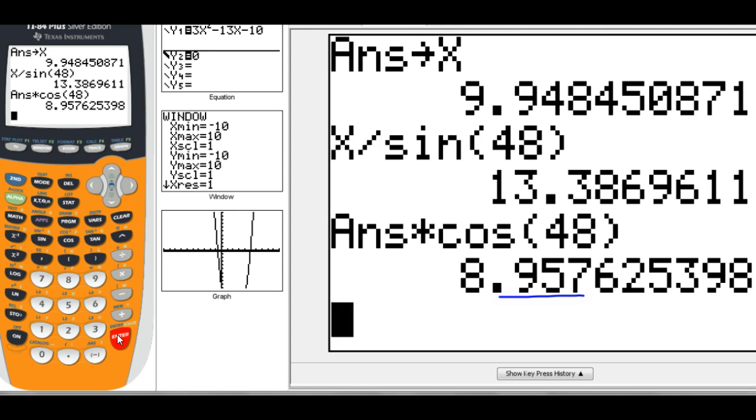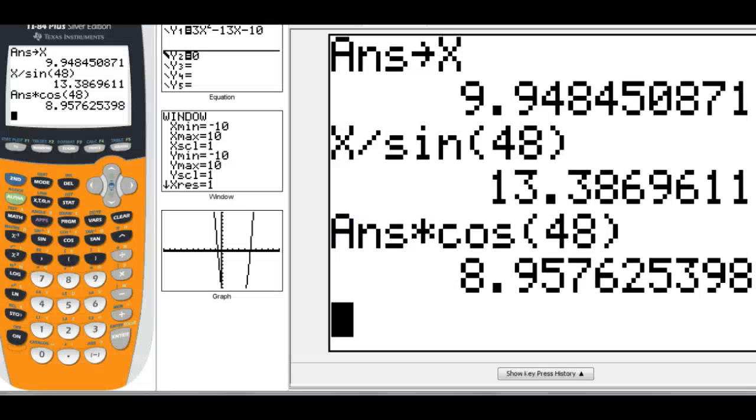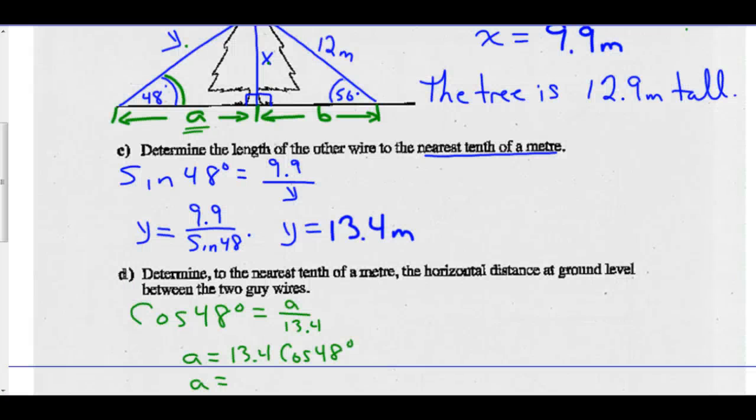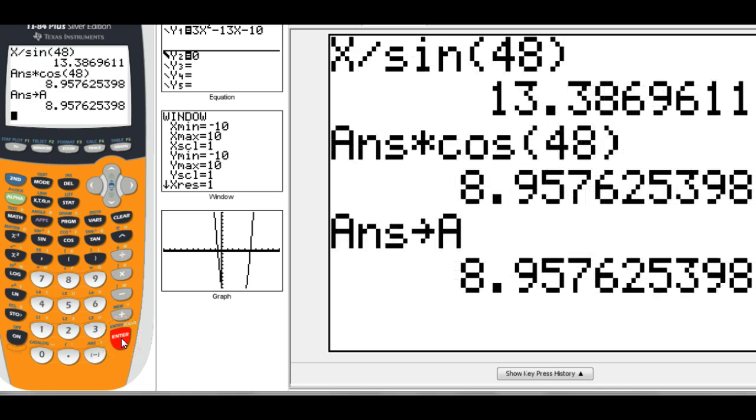So that length is 8.957. Again, it probably wants it to the nearest tenth of a meter. Nearest tenth of a meter is 9.0. All right, so A is 9.0 meters. But let's keep that in our calculators. I don't want to round yet, so I'm going to store this. Hit your alpha button. Notice the A cursor shows up, and now right below that is the A on the math. So I'm going to store that answer to alpha A, keeping all my decimals.